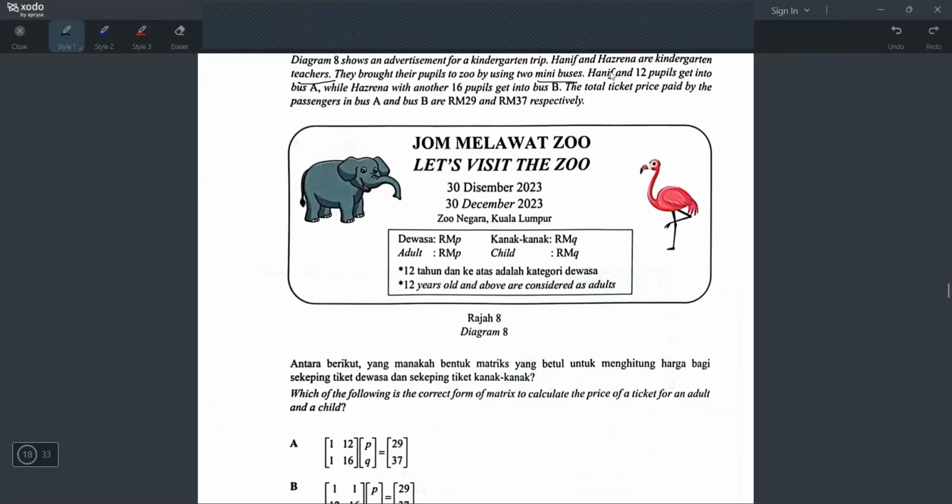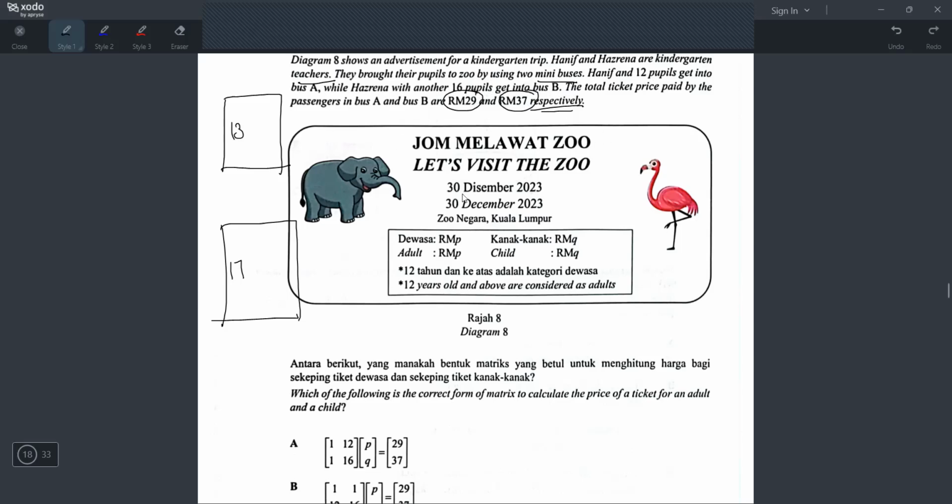So there are two buses. Hanif and 12 pupils get into bus A, while Hazrina with another 16 pupils get into bus B. The total ticket price paid by passengers in bus A and bus B are 29 ringgit and 37 ringgit respectively. I think I know the story already. In the first bus, there is Hanif and 12 pupils, right? And in the other bus is Hazrina and 16, so it means 17 in total because 16 plus Hazrina, and then 12 plus 1 which is 13, right?